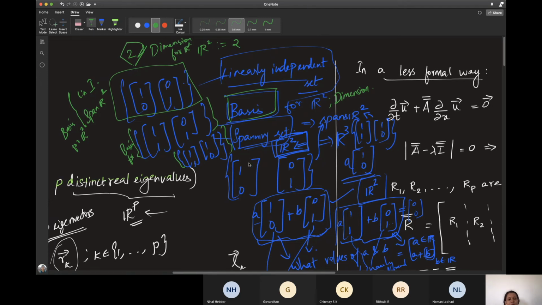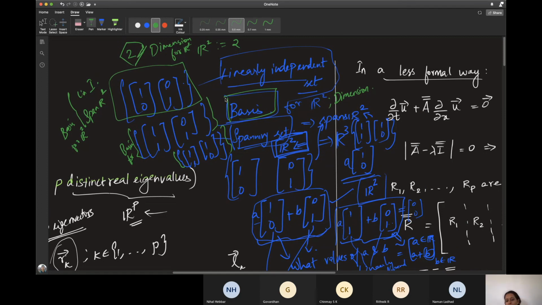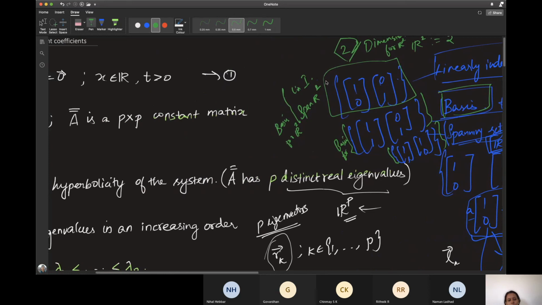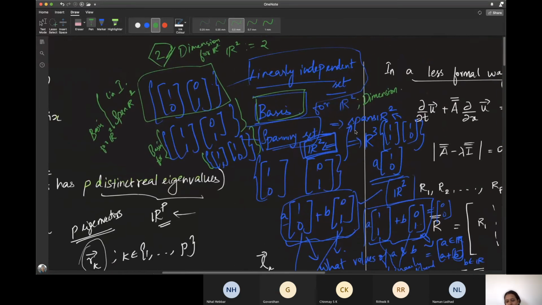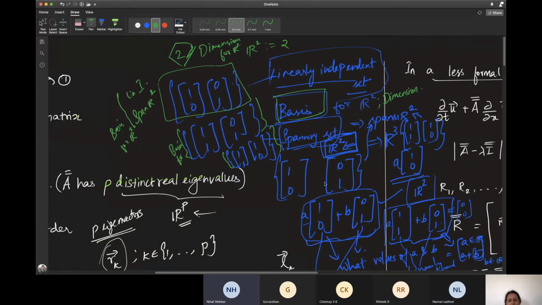So this is a small peek into linear algebra. You have a linearly independent set, then a basis set, then a spanning set. So now on to our topic. Is it clear? Yes, ma'am. Okay.